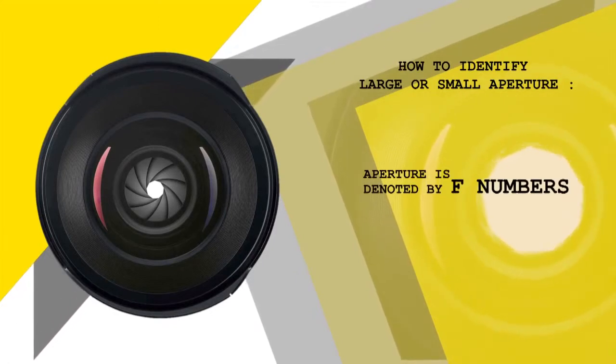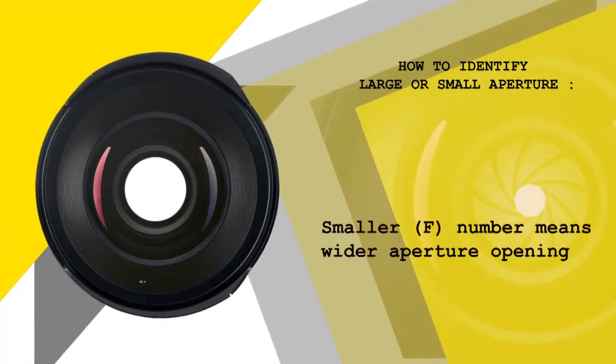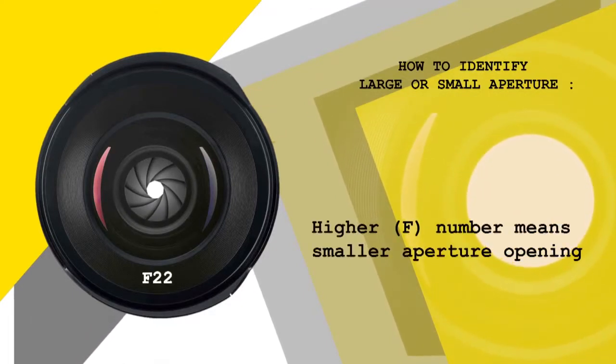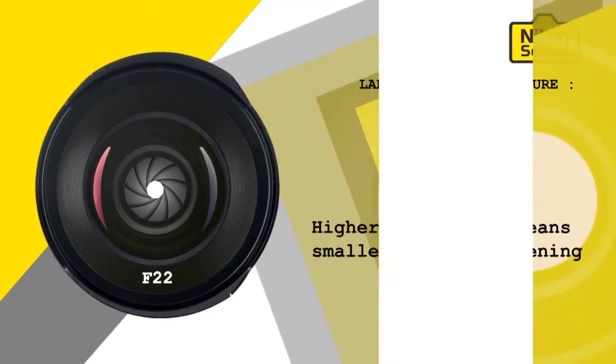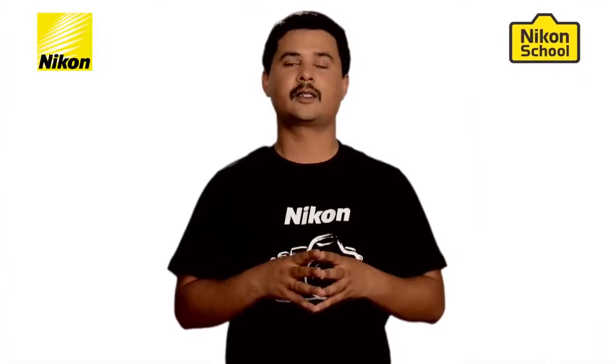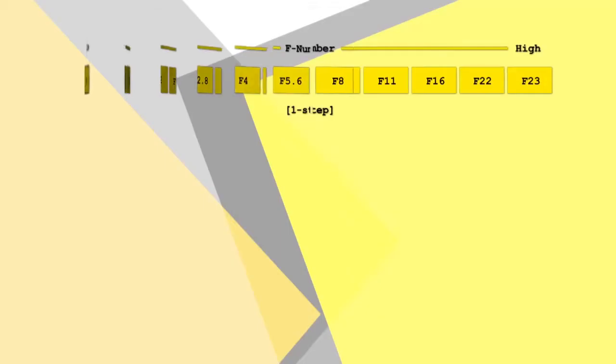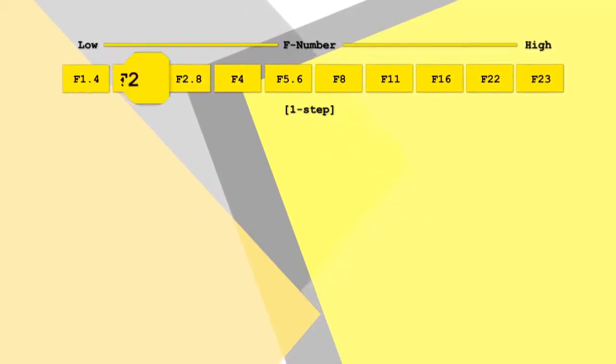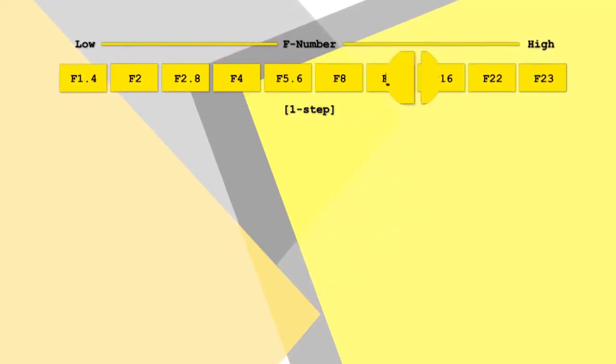Aperture is basically denoted by f number. Smaller f number means wider aperture. Greater f number means smaller aperture. Let's refer to this chart to understand aperture in a better manner. Here we have various f numbers starting from f1.4 to 2.8 and further to f22.